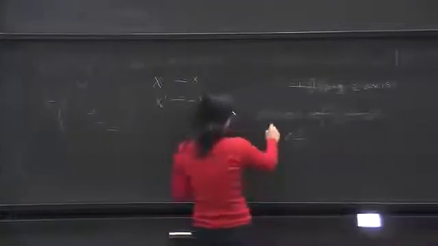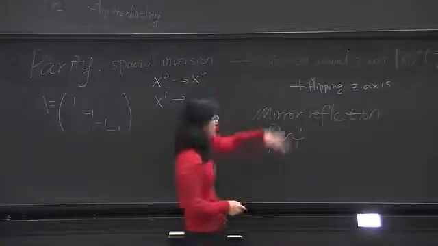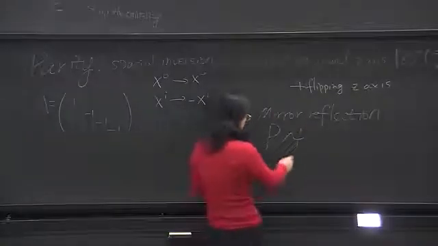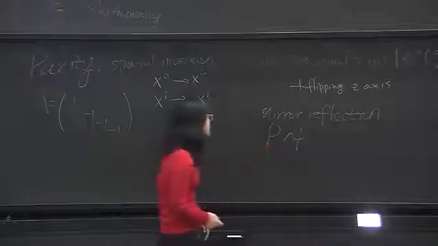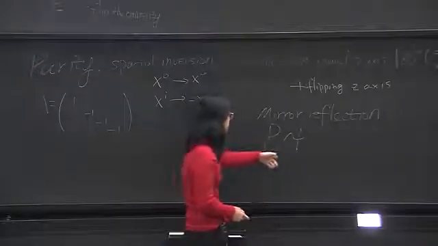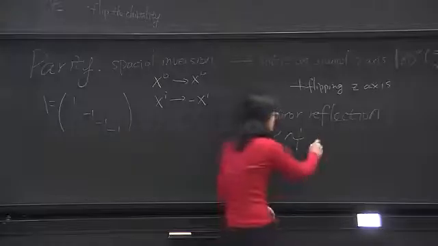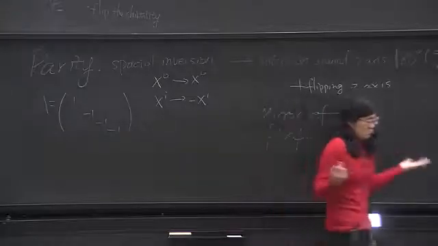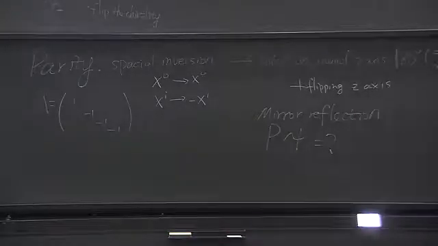I say mirror reflection, but I still use P because there's a rotation by 180 degrees somewhere. So the question is, what happens if I have a Dirac spinor and I make a mirror reflection? I don't even know where to start.